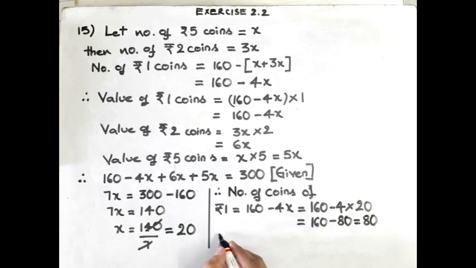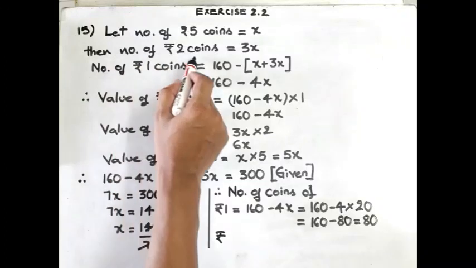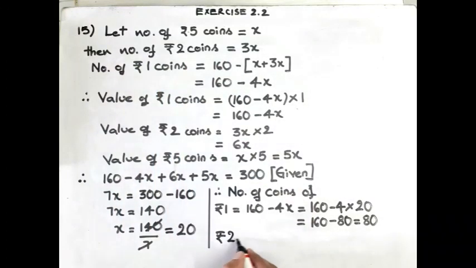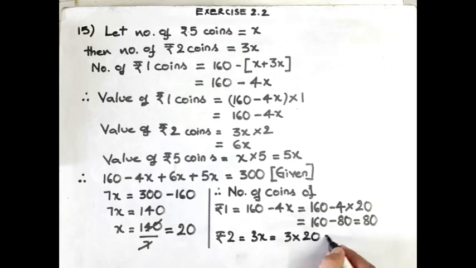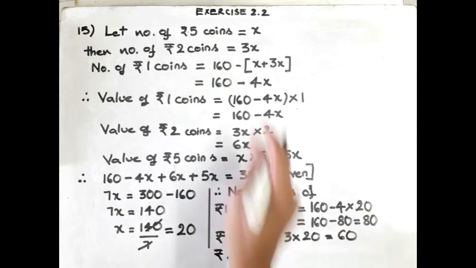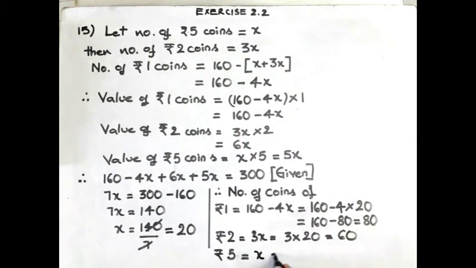Okay, next, rupees 2. What is number of coins of rupees 2? 3x. Rupees 2 is equal to 3x, that is equal to 3 into, we got the value of x as 20, which is equal to 60. And lastly, rupees 5. Rupees 5 is equal to just x. What is the value of x? 20.